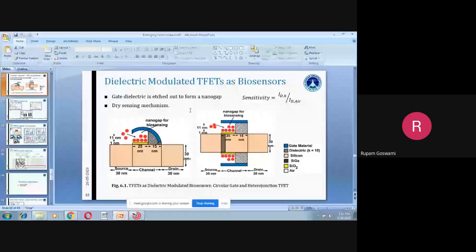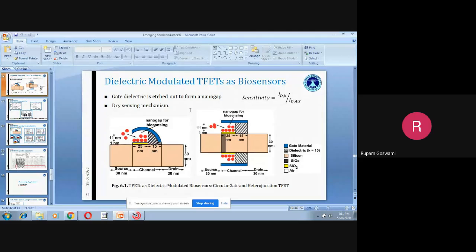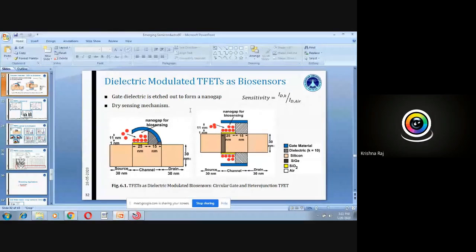Another way is to introduce the gate-drain underlap, which we have discussed. These are the factors, and these are the solutions which you can use to reduce ambipolar currents.